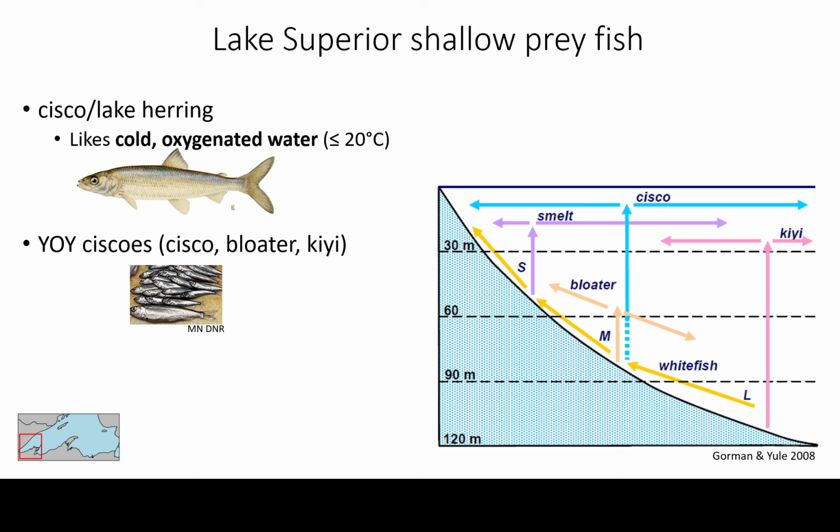In Lake Superior, Cisco like cold oxygenated waters, less than 20 degrees Celsius. This paper from Dan Yule shows the expected distribution of different species across different depths and bathymetric depths in Lake Superior.